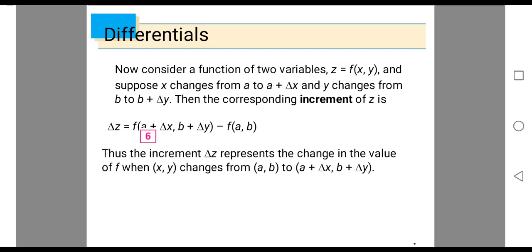Same thing as when we were dealing with the single variable. We were saying that our epsilon approaches 0 when our delta x approaches 0, but here we have multiple variables. Suppose we have two variables. Now we have epsilon 1 and epsilon 2 approaching 0 as our delta x and delta y approach 0, 0. So that's the deal.